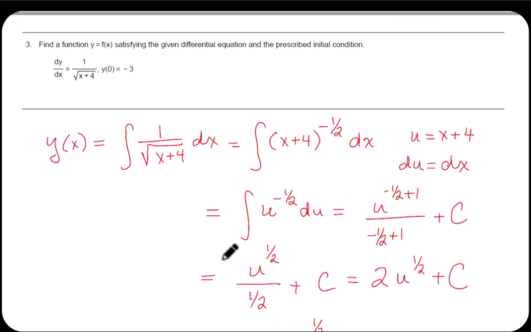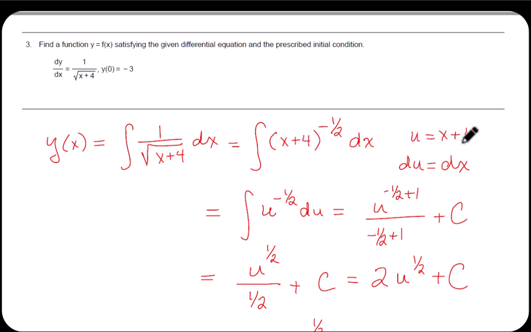In question 3, similarly, we've got the derivative is 1 over the square root of x plus 4. Initial condition is y at 0 is minus 3. All right, so looking at the integration I have to do, it's not in a format that's very useful. And so I need to rewrite it with an exponent. But as soon as I do that, I know I'm going to have to do this integration by substitution.